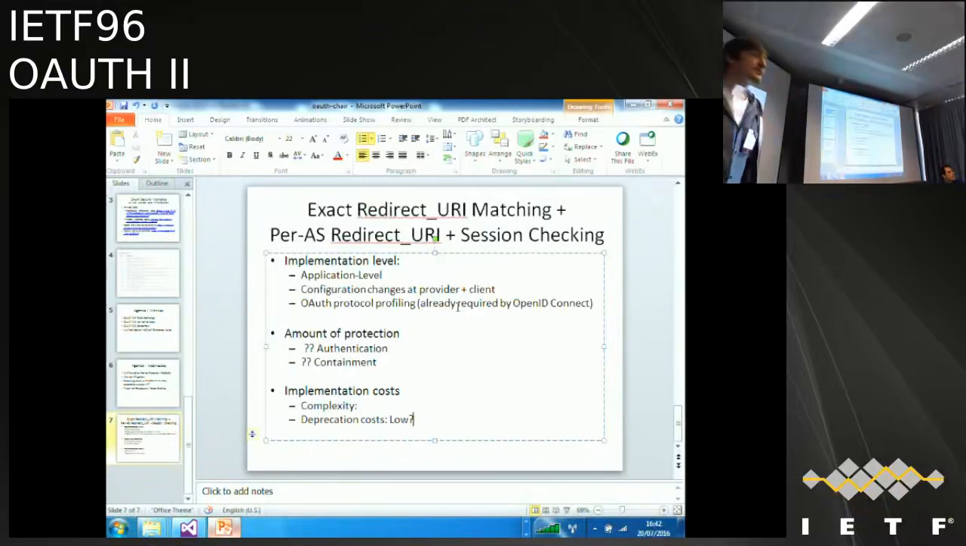So as one of the authors of the mix-up attack, my observation of the process over nearly a year, well, at least, what is it, 9 months?